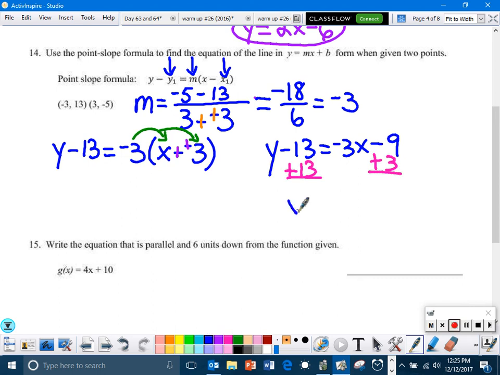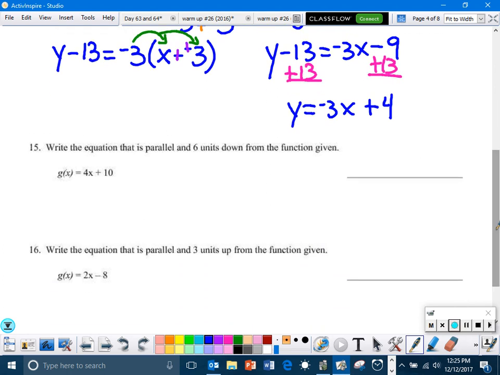So our final answer is y equals negative 3x minus 6. Whoops, hold on here. My mistake. I didn't put 13 here. That's 13. There we go. Negative 9 plus 13, my apologies. Negative 9 plus 13 is plus 4. Okay, be careful so you don't go too fast like I just did and screw up.